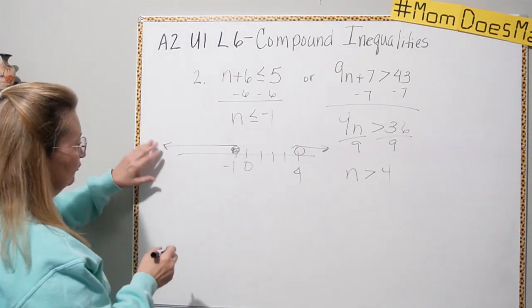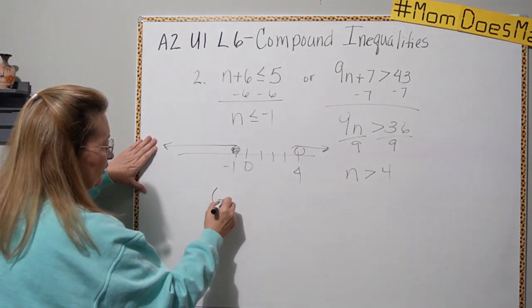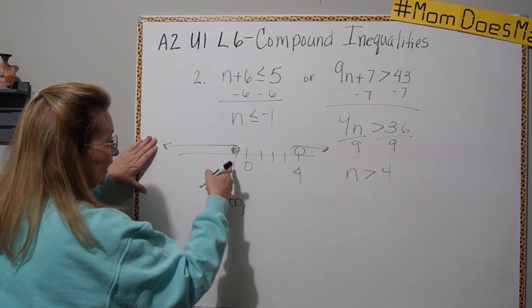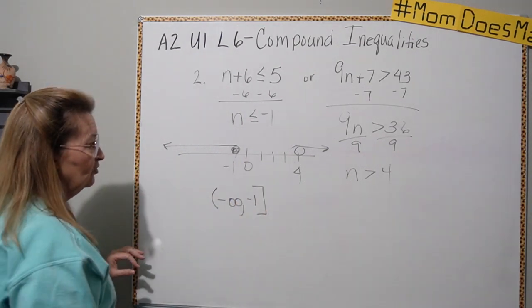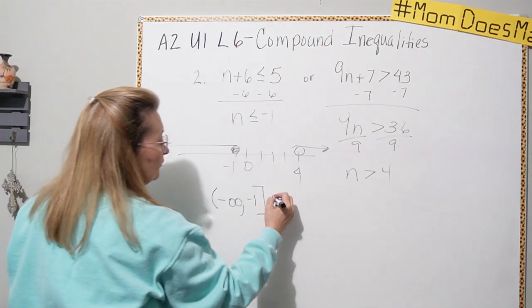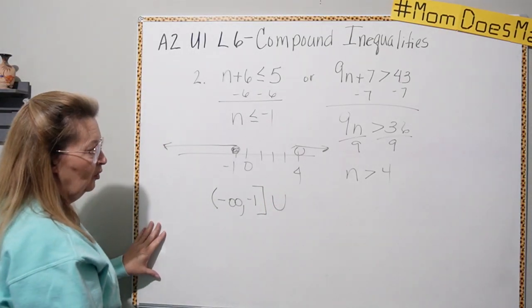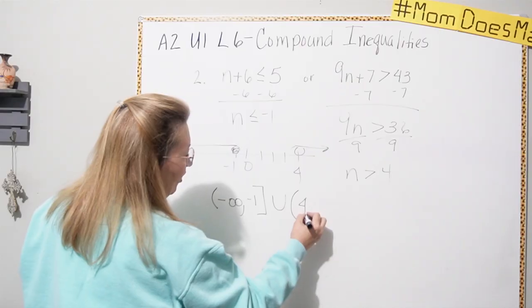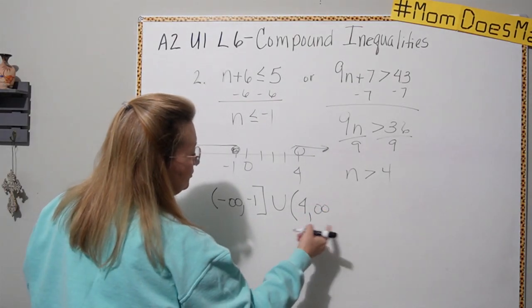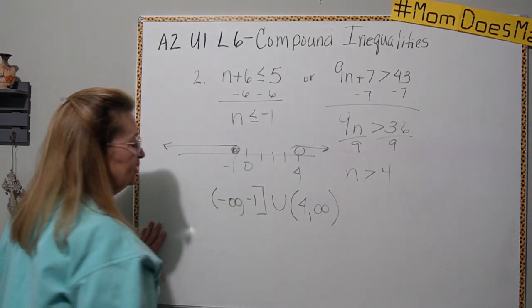Now, for your intervals, this one starts way down here at -infinity and it goes to -1, and that's a closed circle. Since this is an OR, we're going to put the union symbol. All right, the other interval has an open circle at +4, continues to positive infinity, which has a parenthesis.